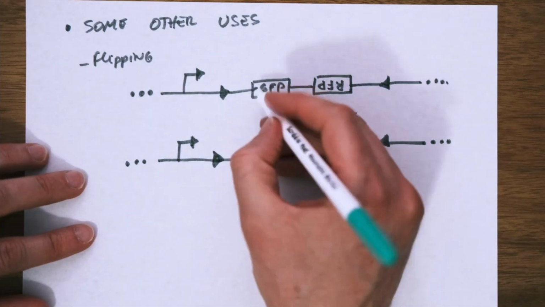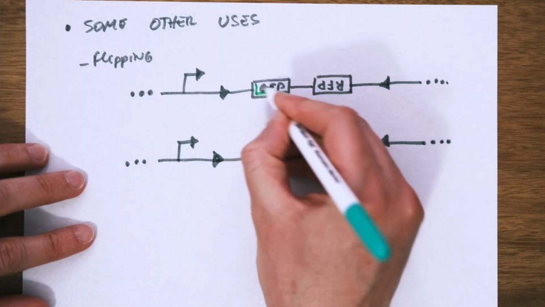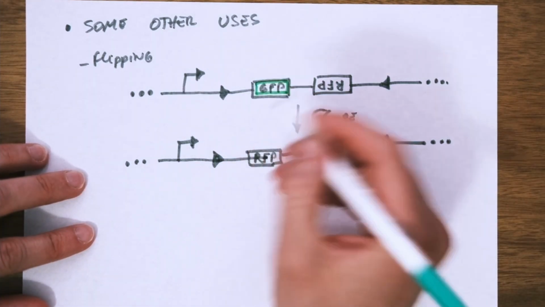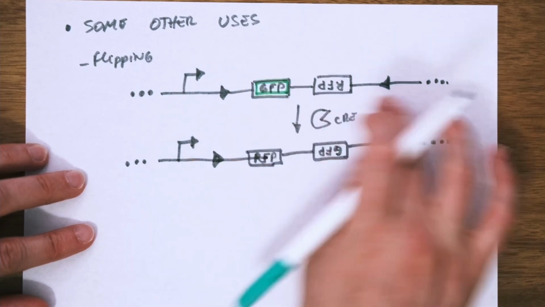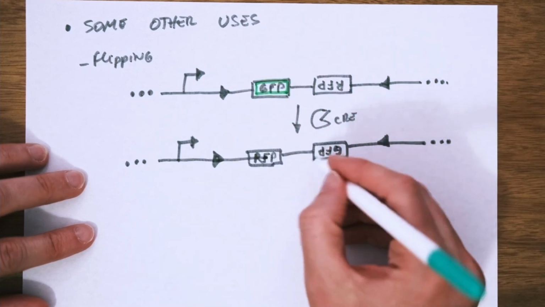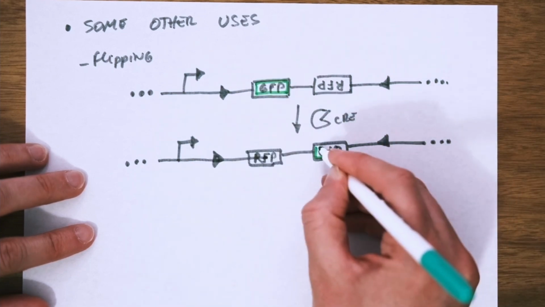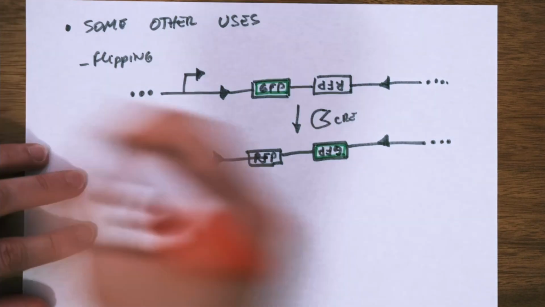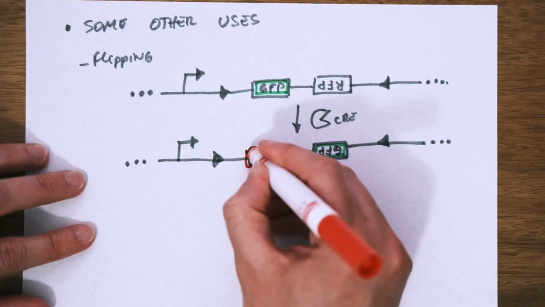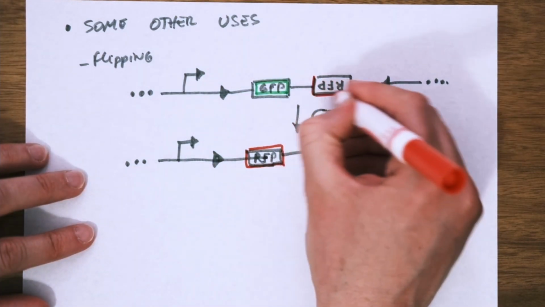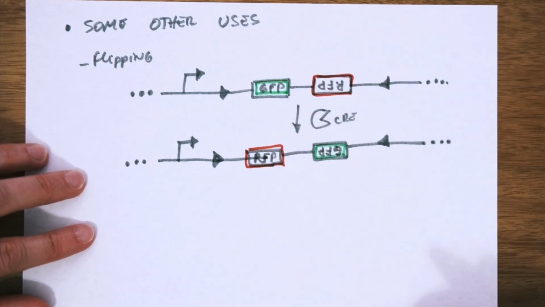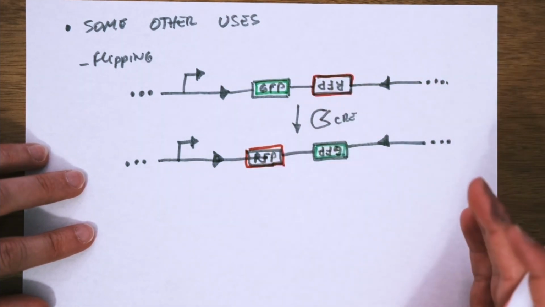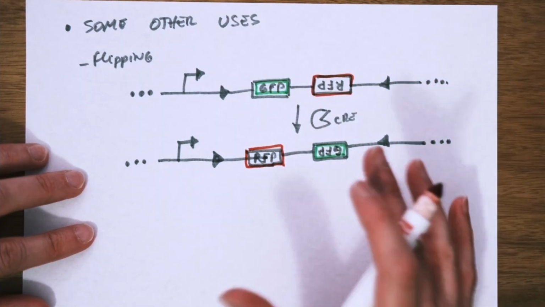So this system allows you to have the gene expressing the GFP when you don't have the Cre, and once you have the Cre you can mark the cells with RFP because the sequence will be flipped, and in this case the RFP will be produced. So this is the flipping usage that you can give to the Cre system.